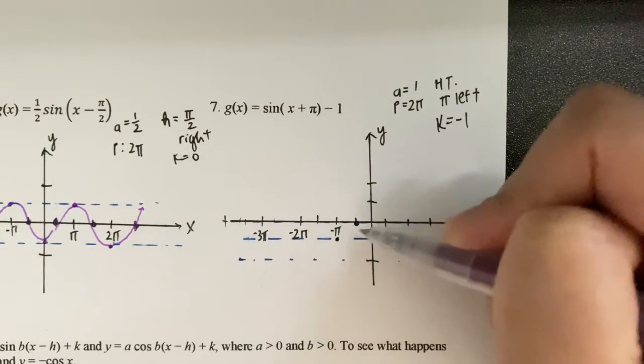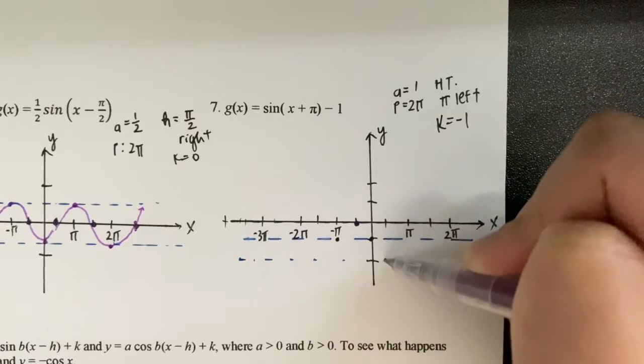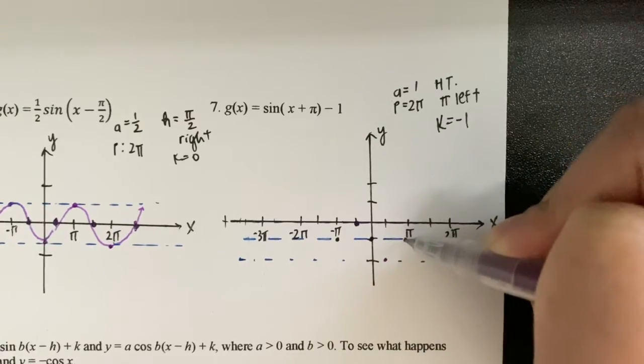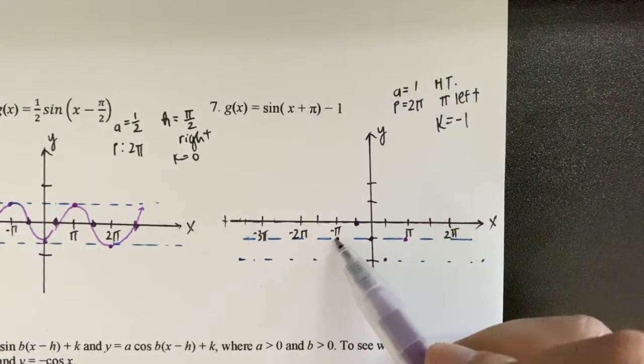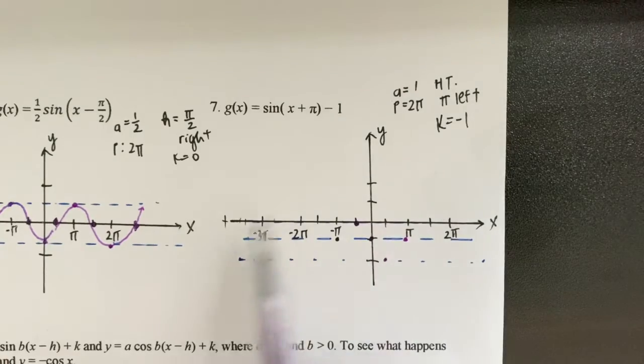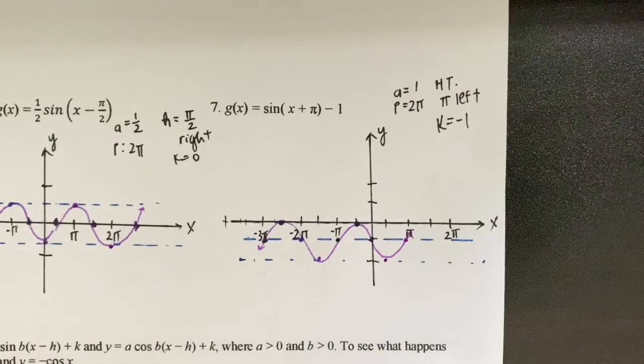So from our maximum, we go down to our midline, down to the minimum, and back up to our midline. And let's continue that on the negative side of our graph. And once we have those points, let's connect them. And there's the graph of our function, sine of x plus pi minus 1.